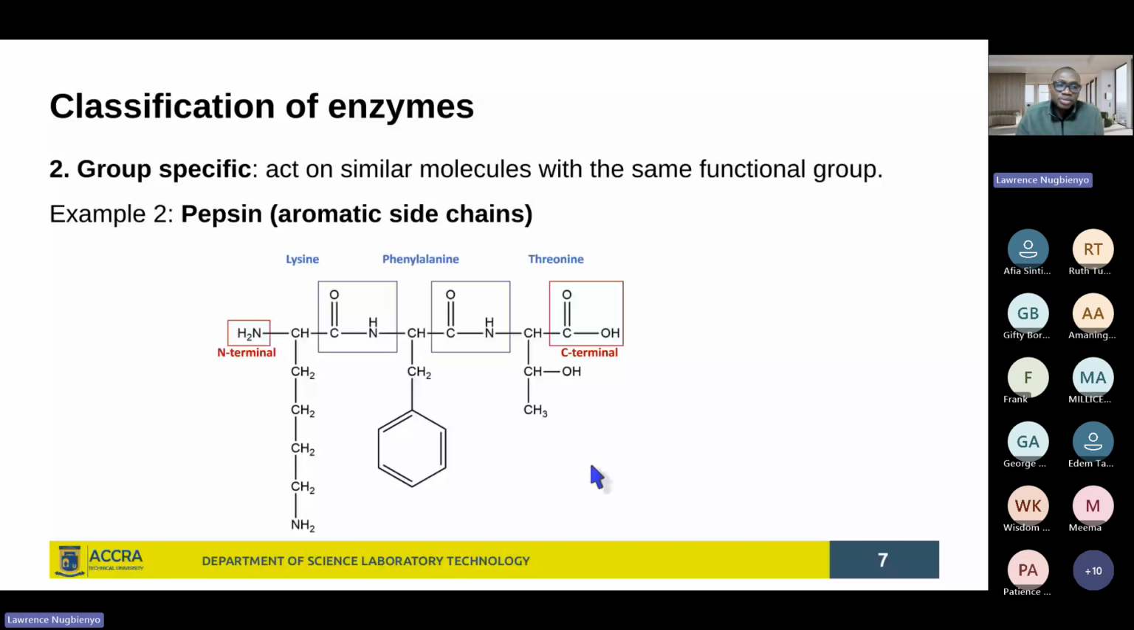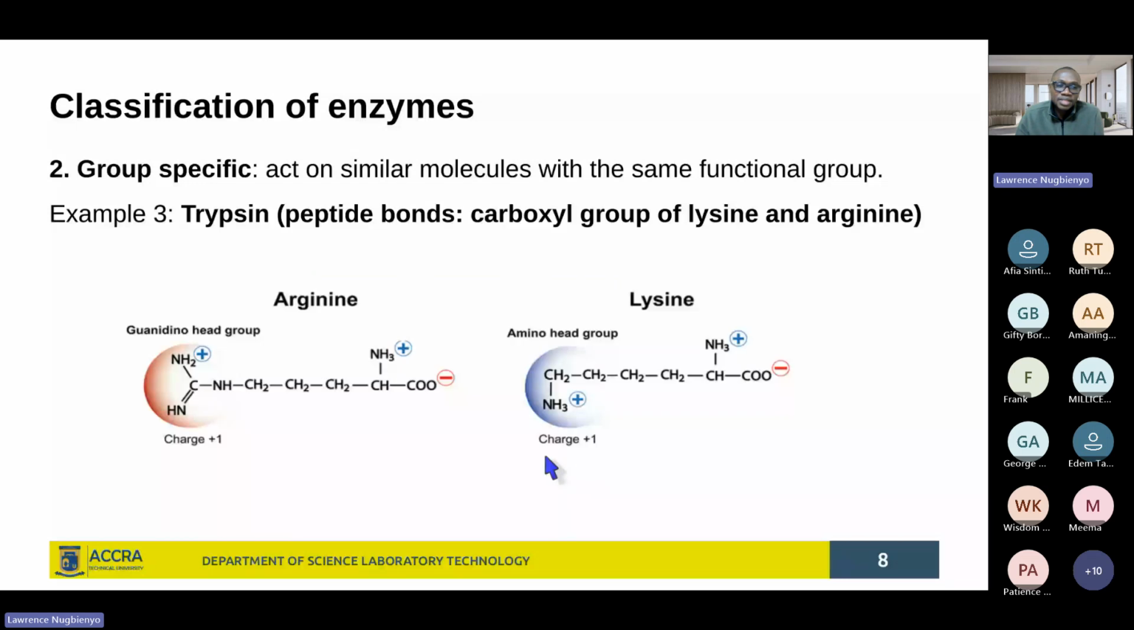Then we also see that trypsin will also be acting on peptide bonds that the amino acids arginine and lysine form with their carboxylic acid group, the carboxyl group side of the peptide bond of these amino acids. That is what trypsin will be involved in breaking down.